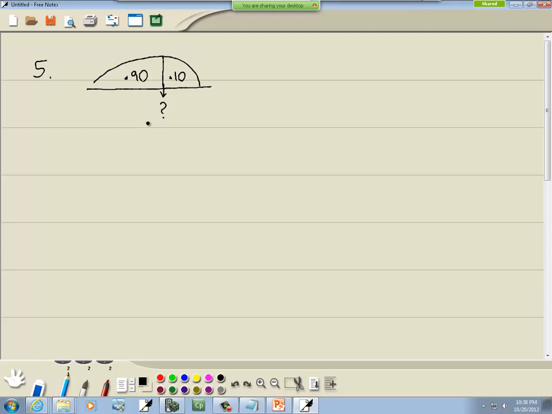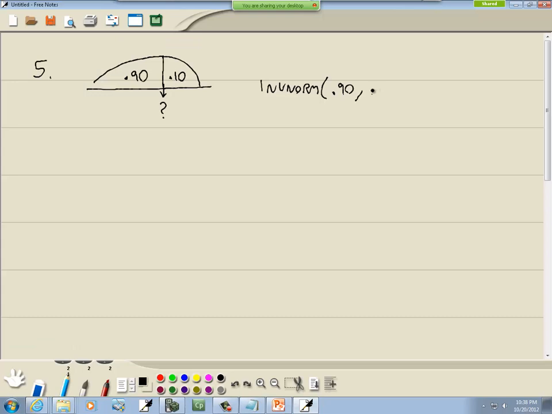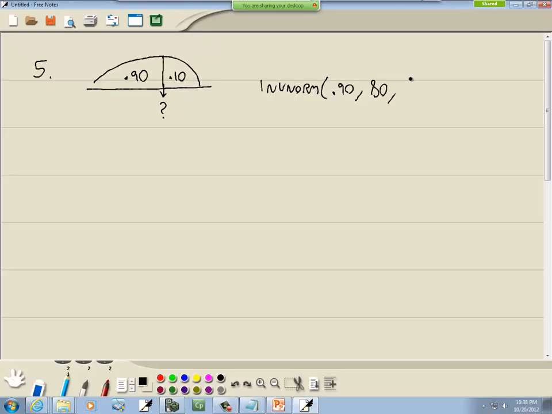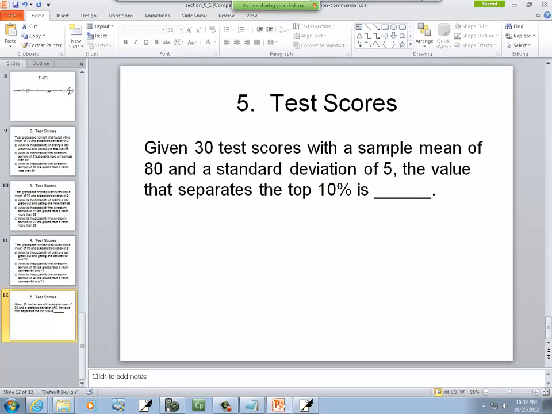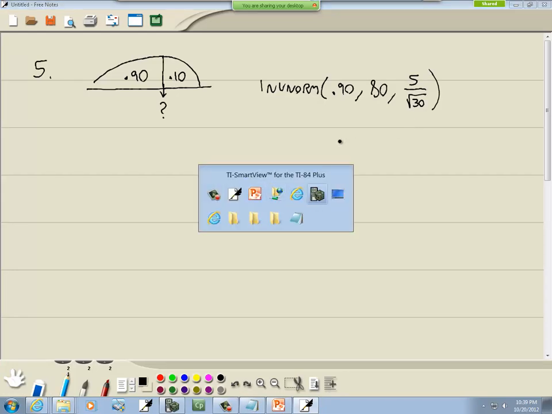Well, if we do this via the calculator, we're going to do invNorm, the area to the left, which is 0.90, our mean, which is 80, and a standard deviation of 5. So we're going to take 5 divided by the square root of 30. So a sample mean of that and a standard deviation of this. So let's see what that gives us.